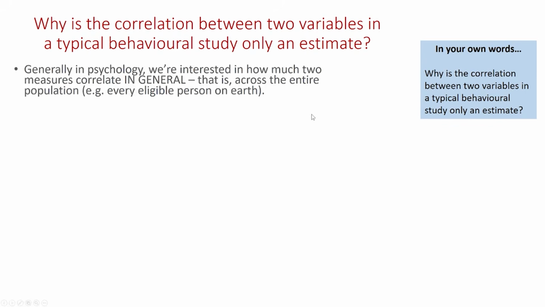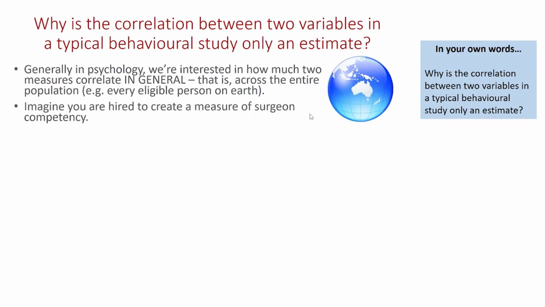So why is the correlation between two variables in a typical behavioural study only an estimate? Generally in psychology, we're interested in how much two measures correlate in general. So across whatever entire population that we're interested in, it could be all people in Australia or even all people on Earth, and usually that's far more people than we can actually recruit into our sample.